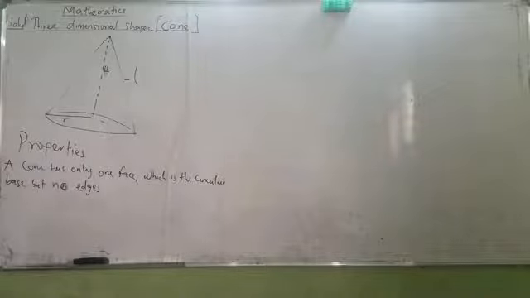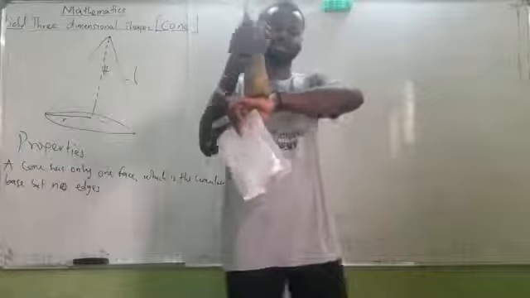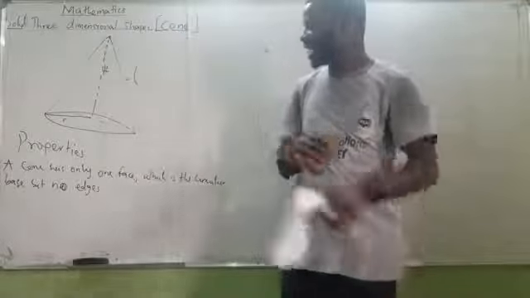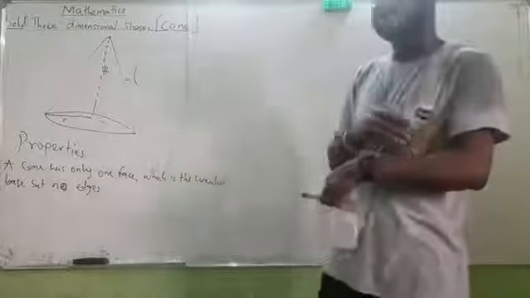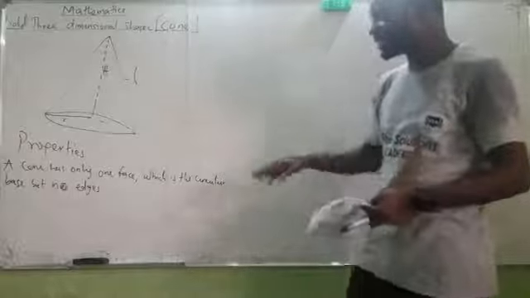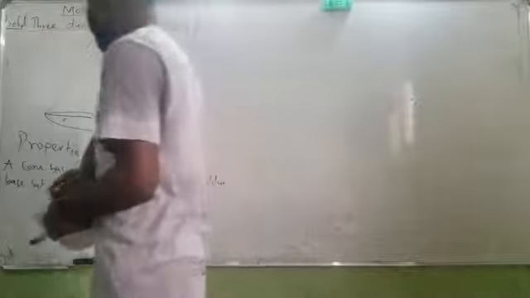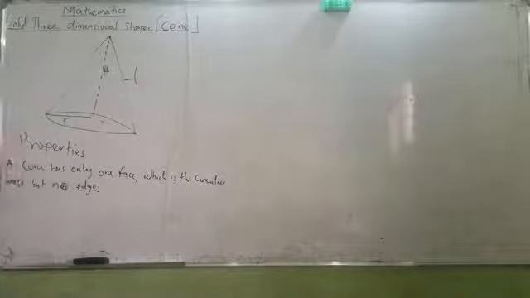It has only one what? Only one face. This is the face. Look at this. This is not a face. This is not a face. But this is a face. And it has no edges. It has no what? Edges. It has no edges. And it has a circular base, which is what I'm explaining to you.